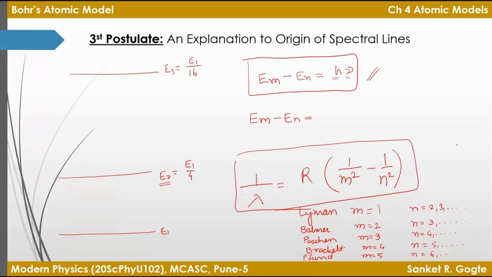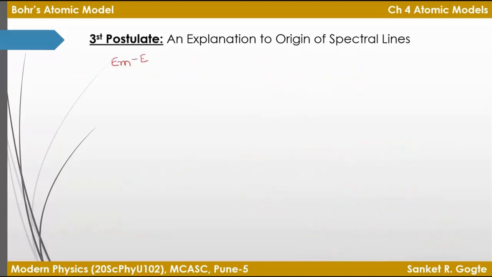By Bohr's third postulate, we can say that Bohr's atomic model does give us a relation which is true for these spectral lines. So where should I start? Remember, the atom is jumping from a higher energy level to a lower energy level, and therefore m is greater than n. Just keep that in mind. So where should I start now?